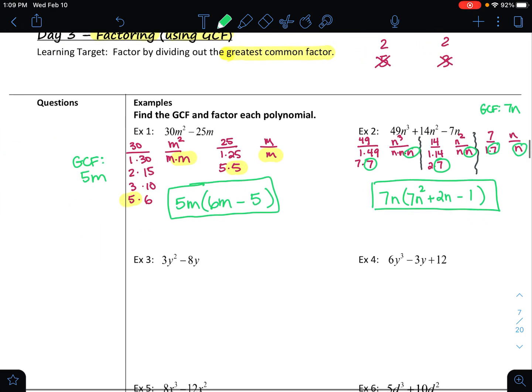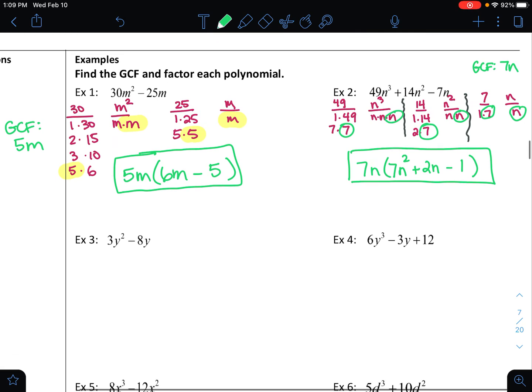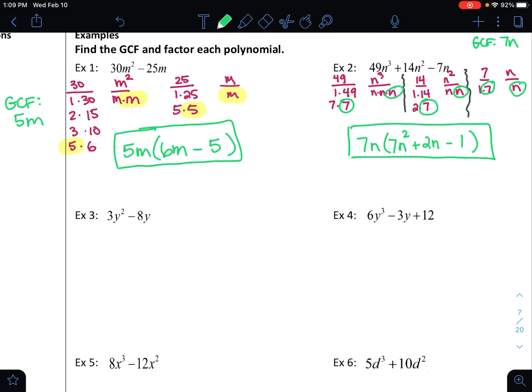Okay? So, like I said earlier, I'm wanting you to get to where you don't have to write all of these out. But if it helps you to write them out, go right ahead. The goal is that you find the GCF. That's the point here. Okay. I'd like you to pause the video and do 3 and 4 on your own. So do 3 and 4, and when you get to a point where you're done, come on back to the video.